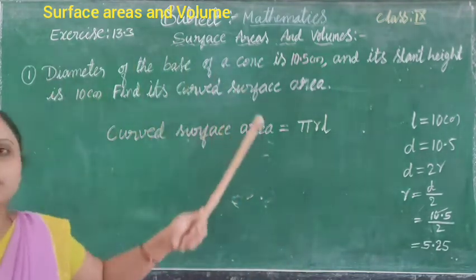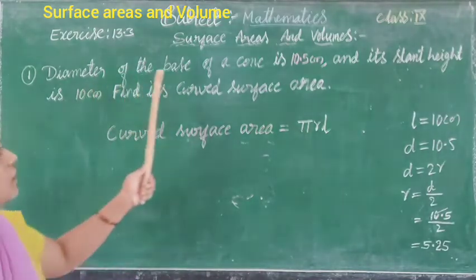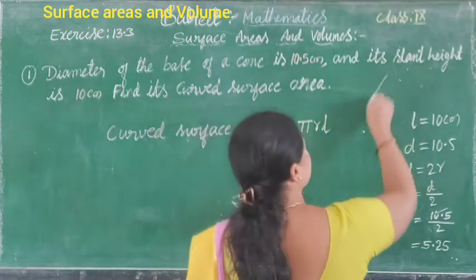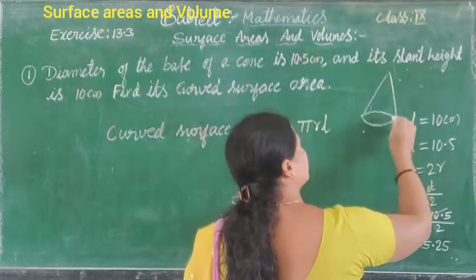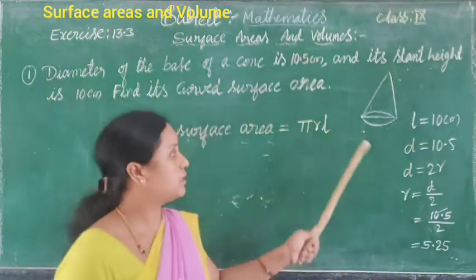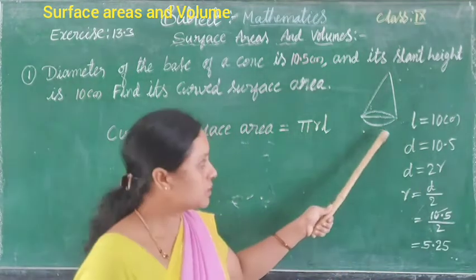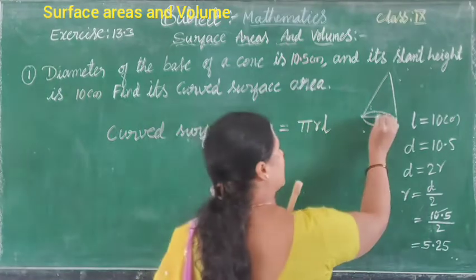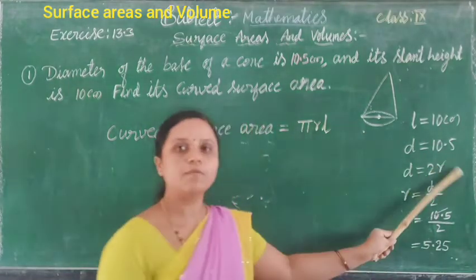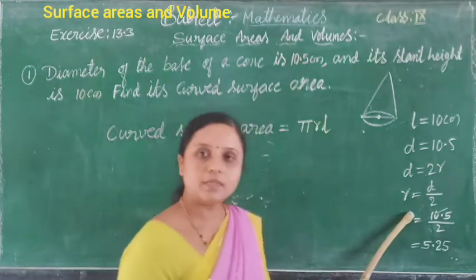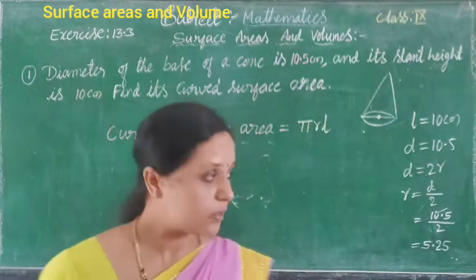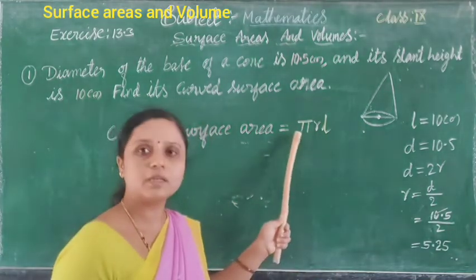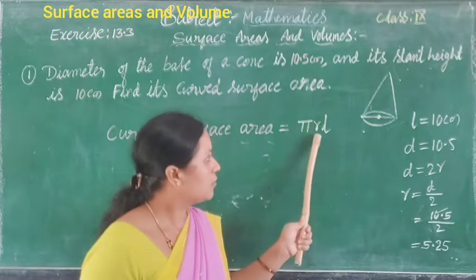So what is given in this problem? The given data is the diameter of the base of a cone. So we can see this cone, the diameter, from here to here. This diameter is 10.5. Diameter is nothing but 2 times r. Why do we have to find the radius? Because the formula for the curved surface area of a cone is pi r L. Here I require only the radius.